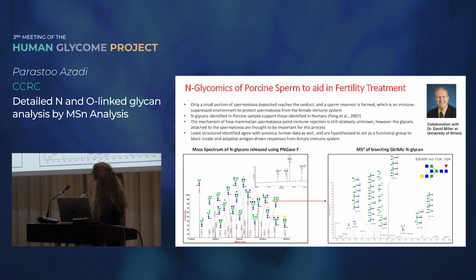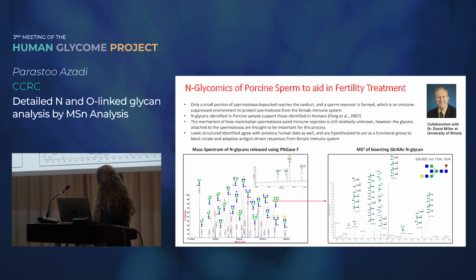So Andel in 2007 had done a glycosylation study of sperm in humans. At the time, she had figured out that Lewis structures were present in the sperm. They postulated then that these Lewis structures could be responsible for the fact that the sperm can now get into the tract and not be blocked by the female immune system.